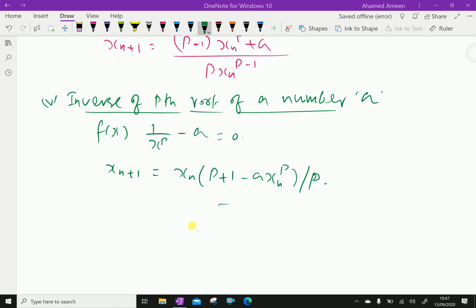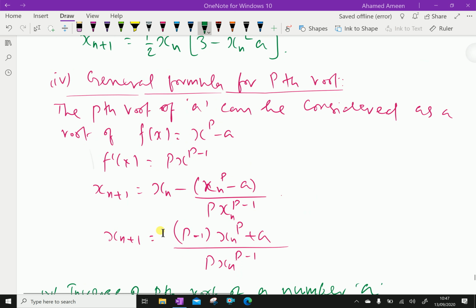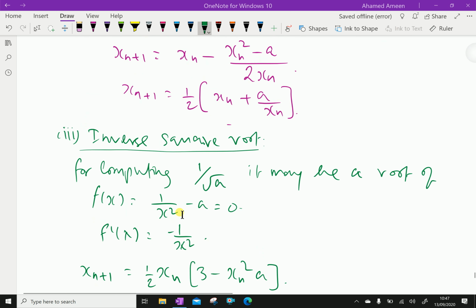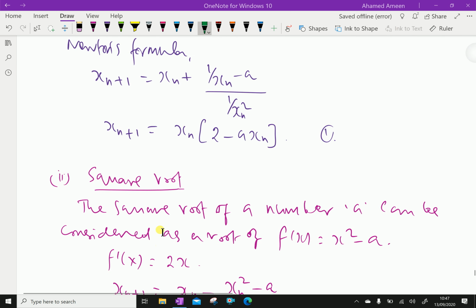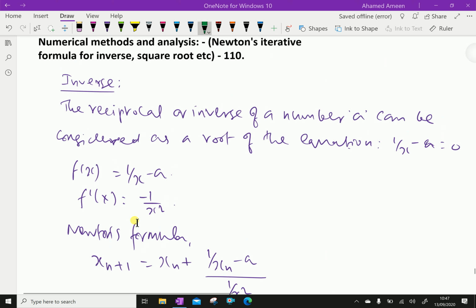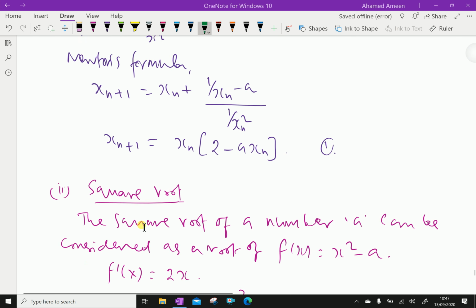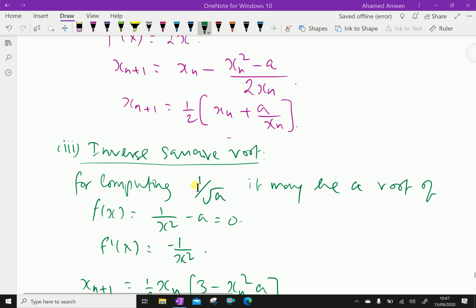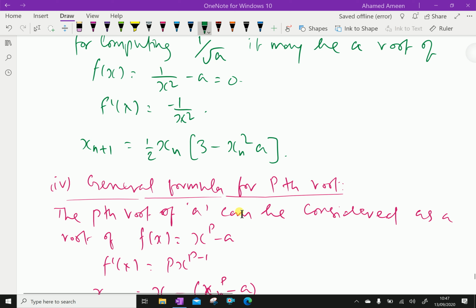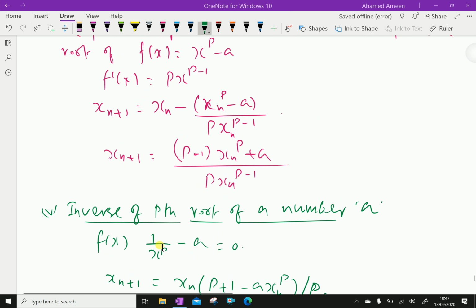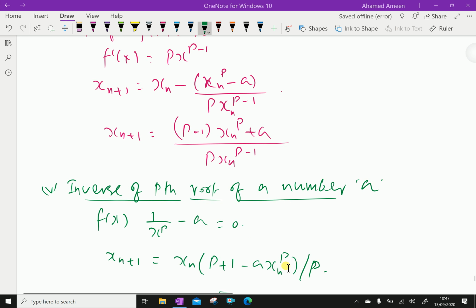Here, by using these formulas, we can find the square root of a number, the inverse of a number, as well as the inverse square root, the pth root of a number, and the inverse pth root of the number.